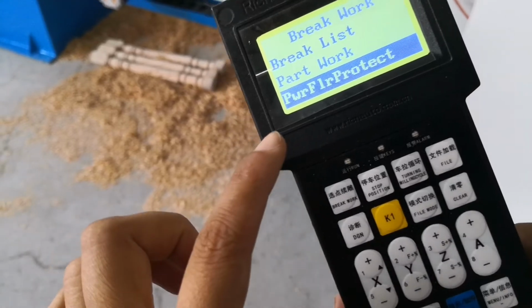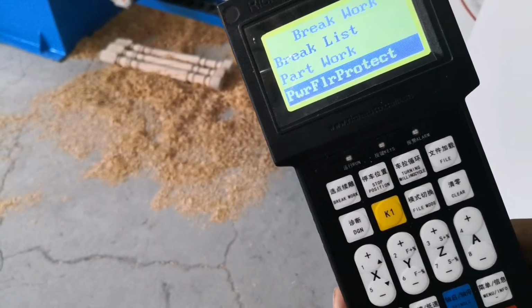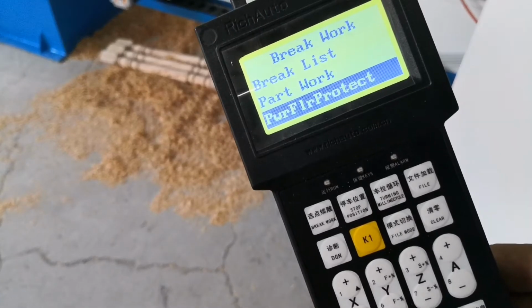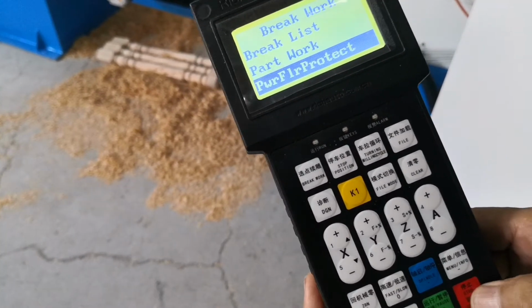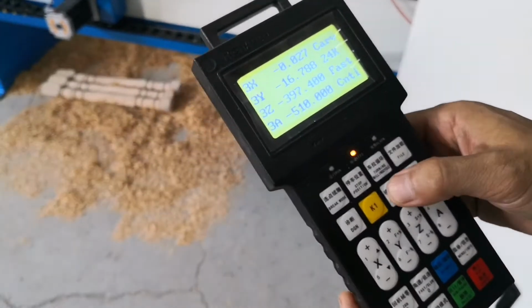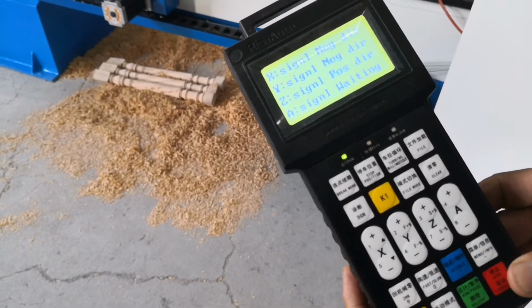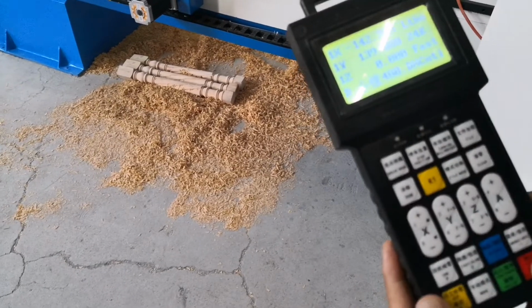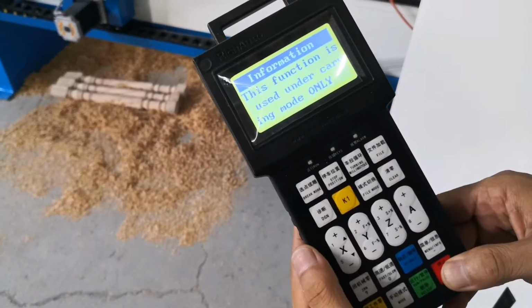This is a breaking point because of the power off. The power off breaking point protection. Only in the carving mode you can realize this function, this continuous processing from the break point.